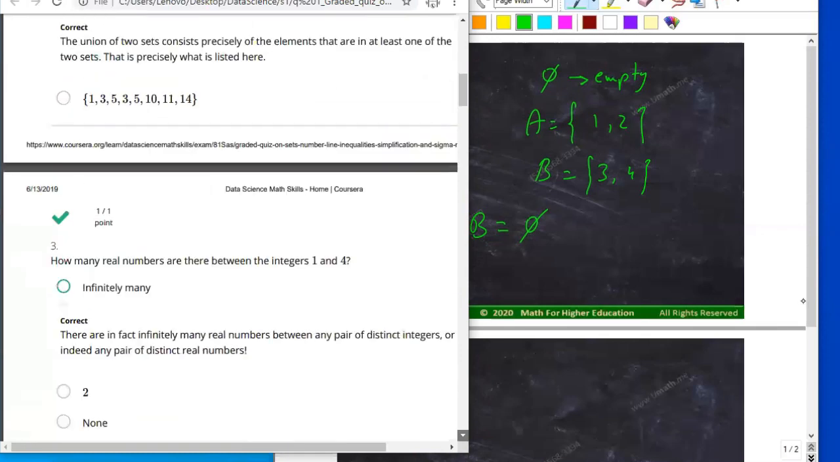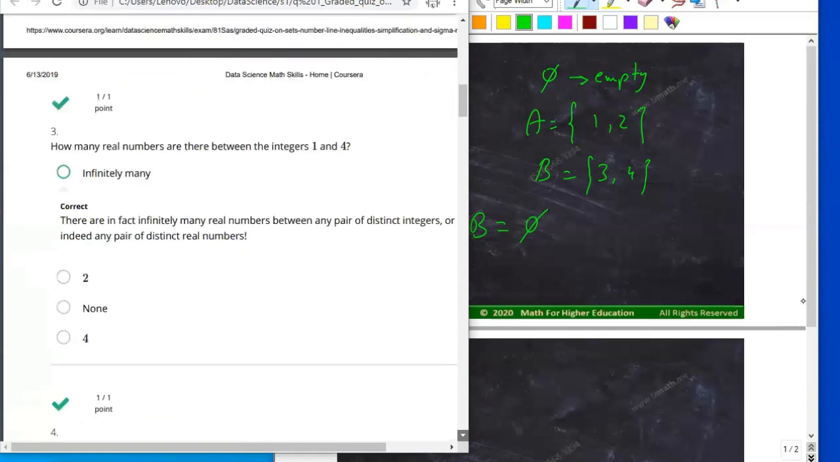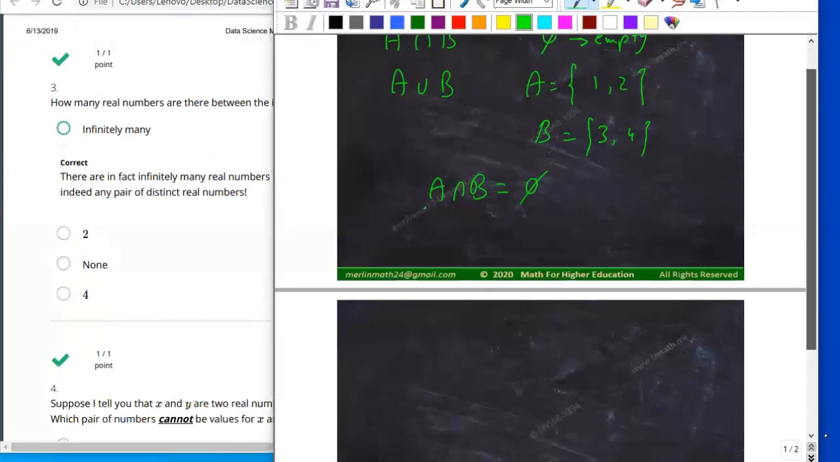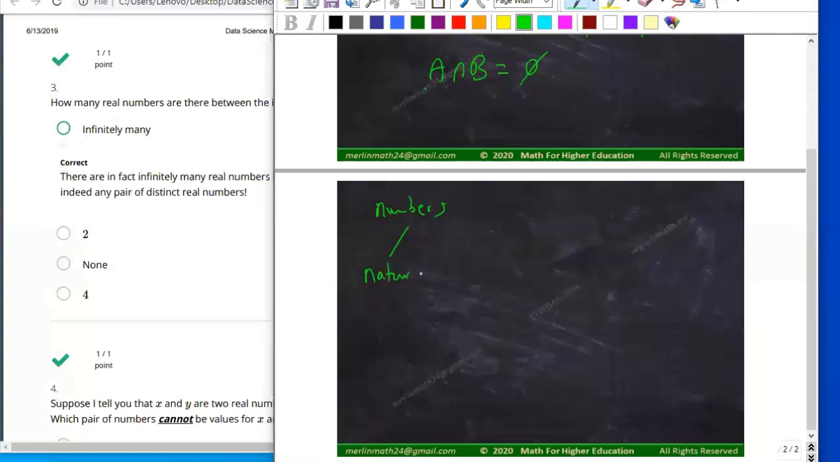Number 3, when we say real numbers, so let me pass to number 3, notations and names of categories of numbers, right? So basically, numbers. We have integers.